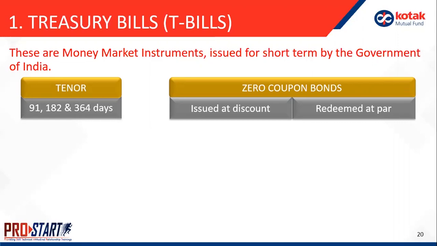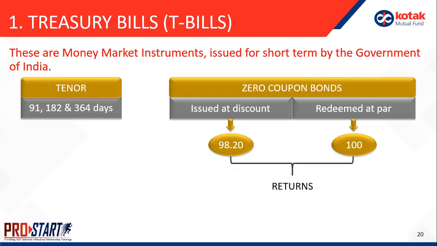Let us take an example here. Assuming that a 91-day treasury bill of 100 rupees face value is issued at say 98.20 rupees. Here the discount of 1.80 is there. On maturity, these would be redeemed at par or face value, that is 100 rupees. The return for the investor is the difference between the maturity value or the face value and the issue price.